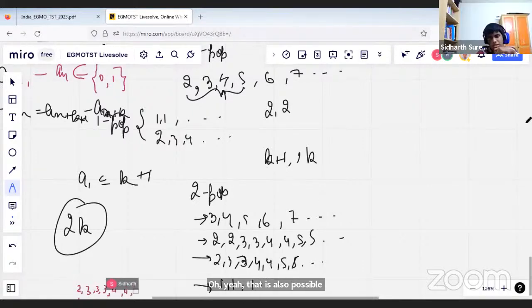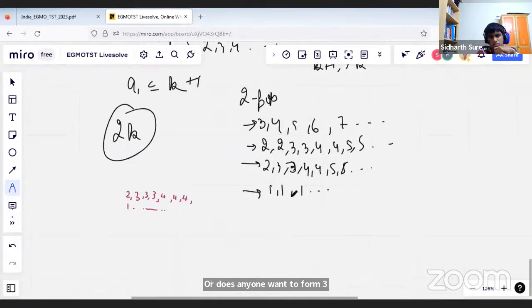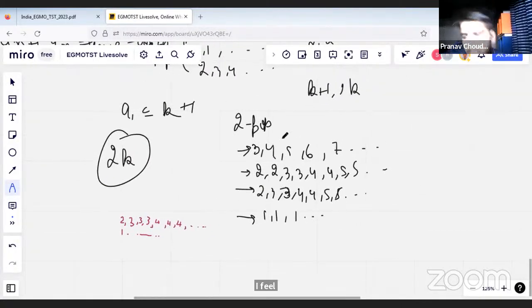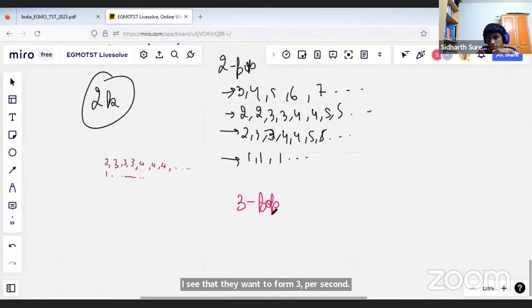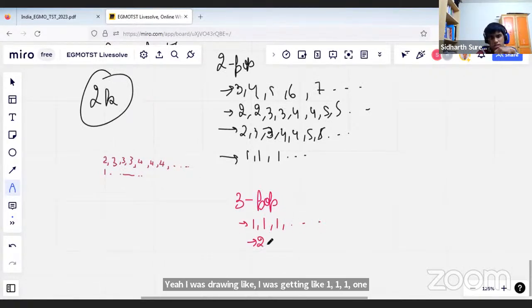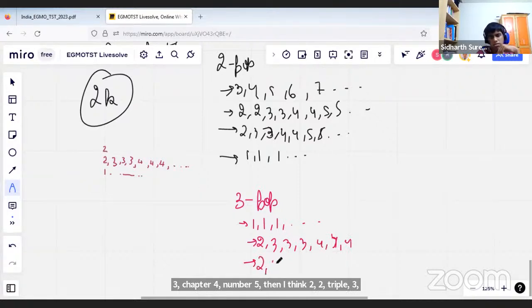Does anyone want to think we form 3-pop sequences? The general idea of what the k-pop sequence will look like. I feel it's like not counted if we take any sequence, no, that's not. Sidharth, do you want to form 3-pop sequences? Yeah, I was writing them. You have like 1, 1, 1, 1, then 2, 3, 3, 4, 4, 5, 5. Then I think 2, 2, 3, 3, 4, 4, 5, and 2, 2, 2 will also work, like all offsets.